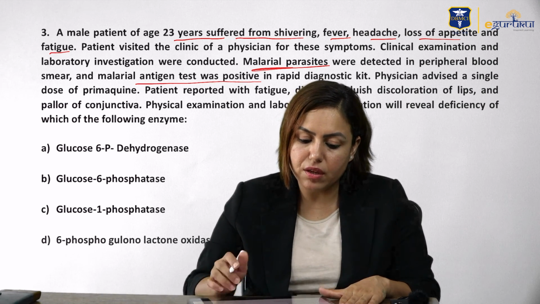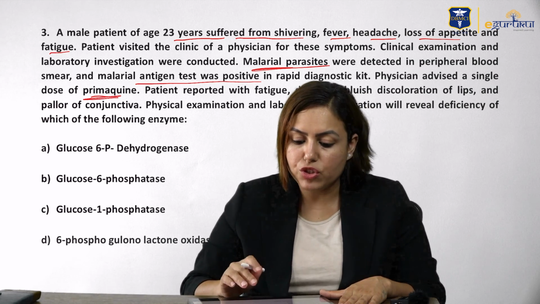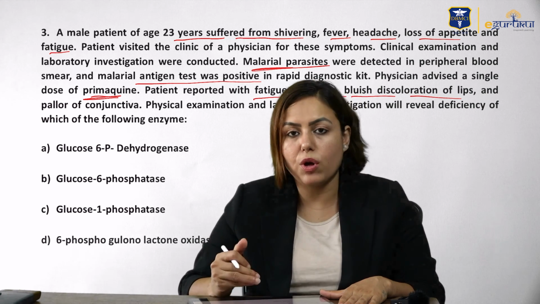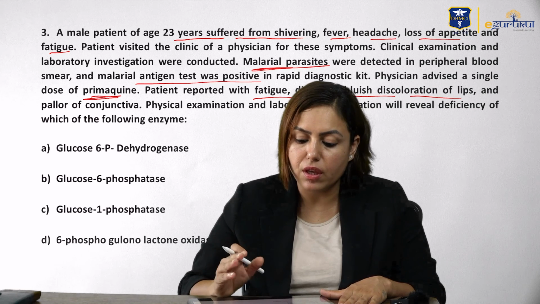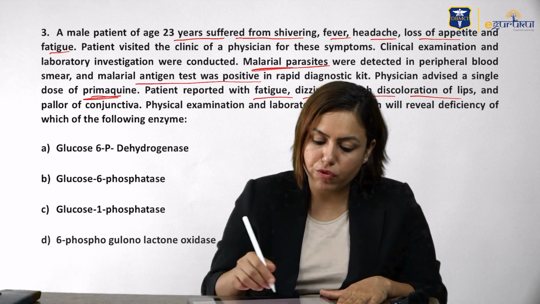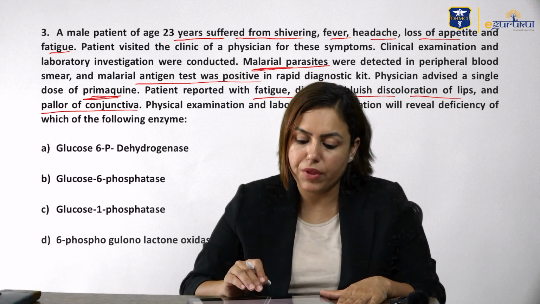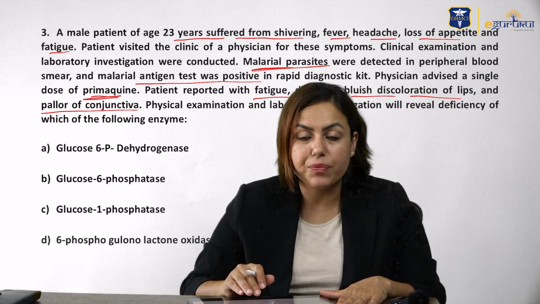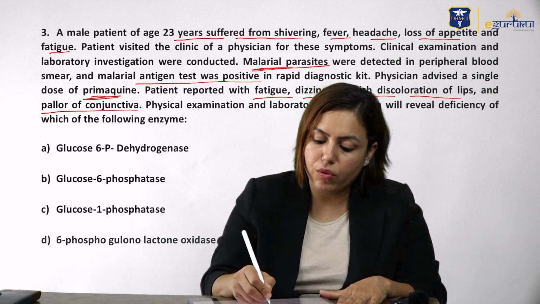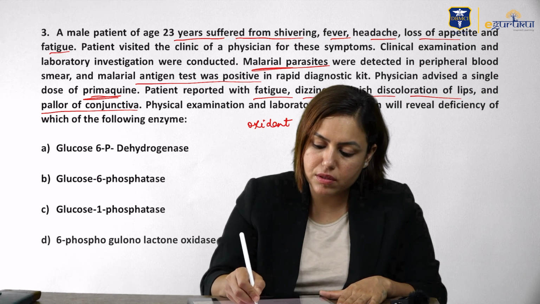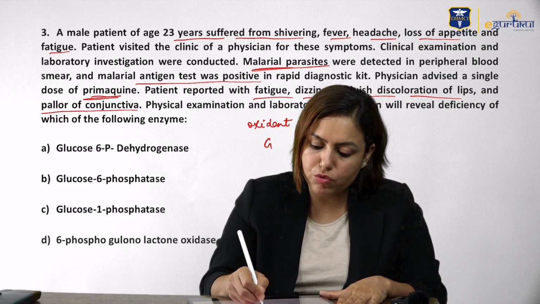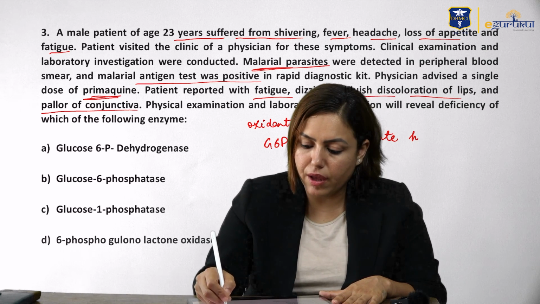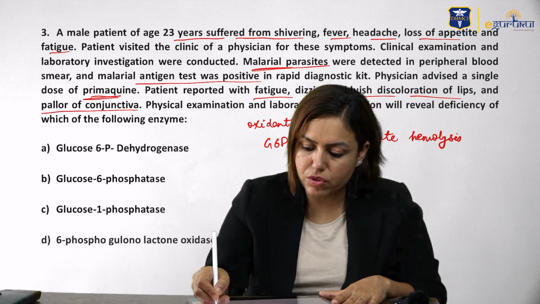Physician advised a single dose of Primaquine. Patient reported with fatigue, dizziness, bluish discoloration of lips. So after having Primaquine, he is having fatigue, dizziness, bluish discoloration of lips and pallor of conjunctiva. Physical examination and lab investigation will reveal deficiency of which enzyme. So Primaquine or oxidant drugs, if given to G6PD deficiency patients, they will be having attack of acute hemolysis, right?